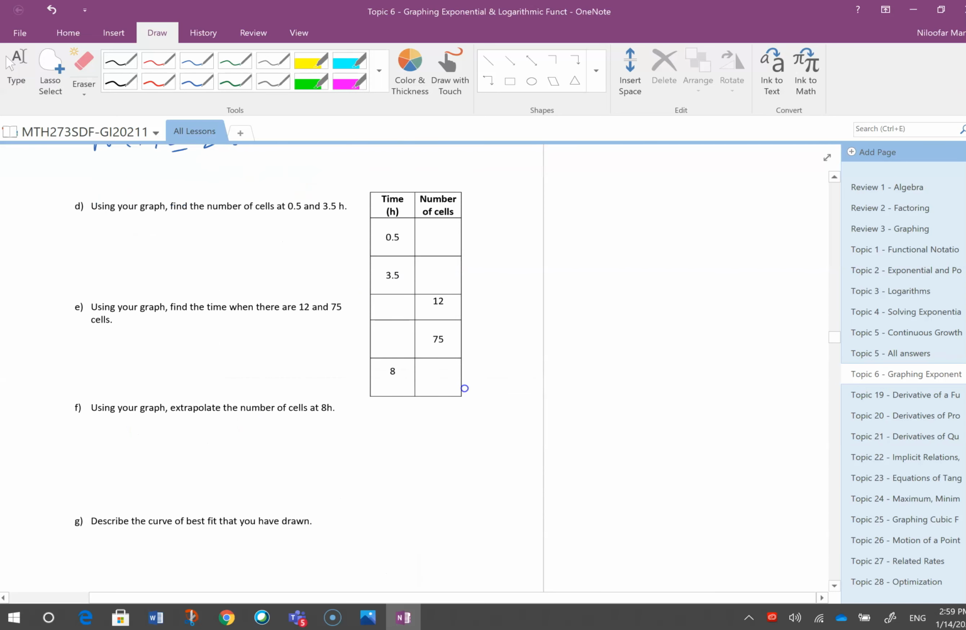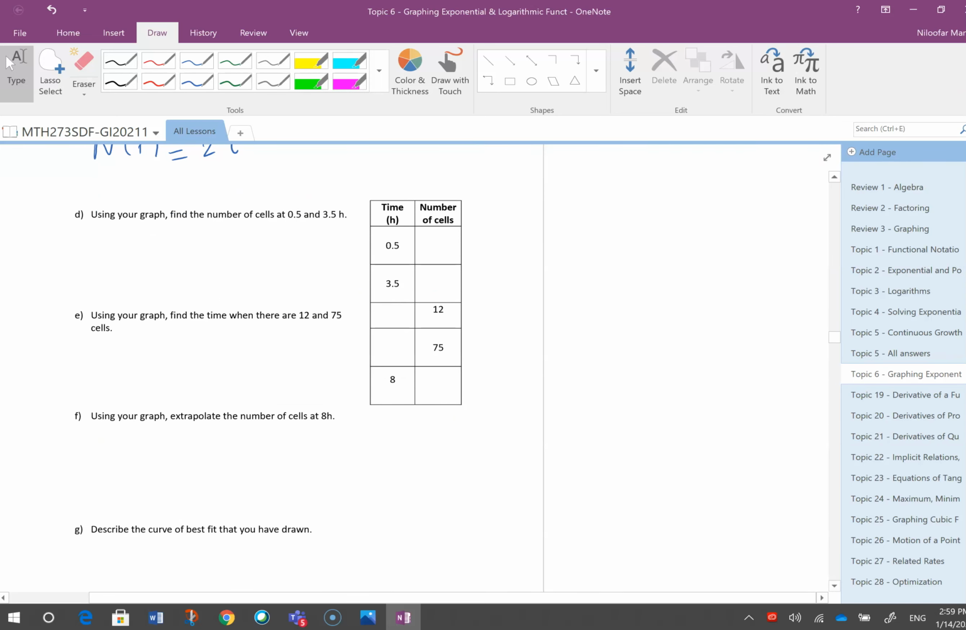How about for half and 3.5? I can use my calculator. So 2 times this and 2 times this. This is the answer. So half is here and 24.5 is here.